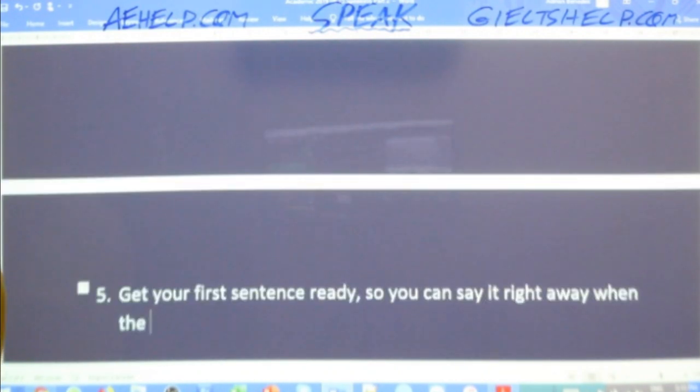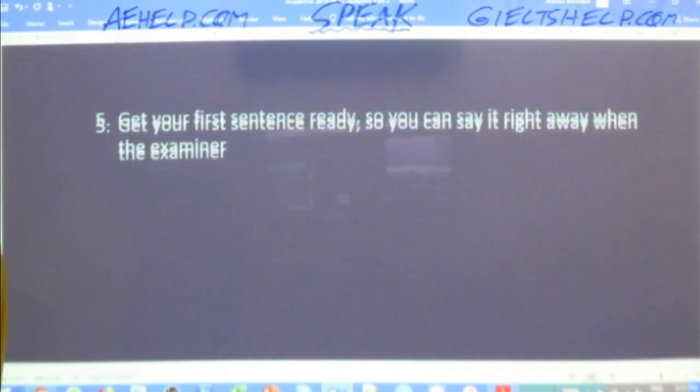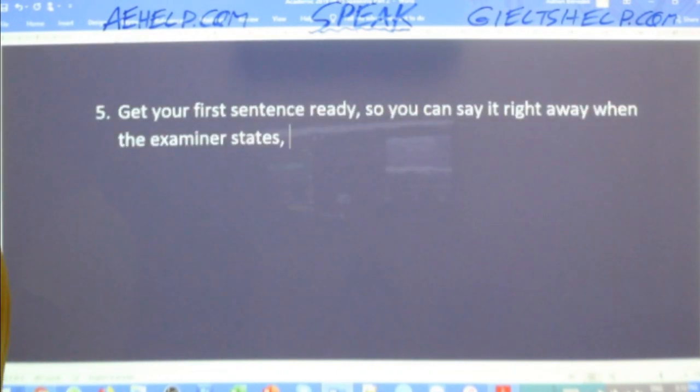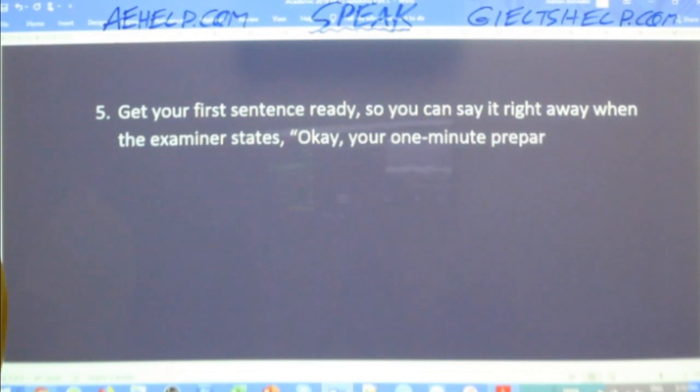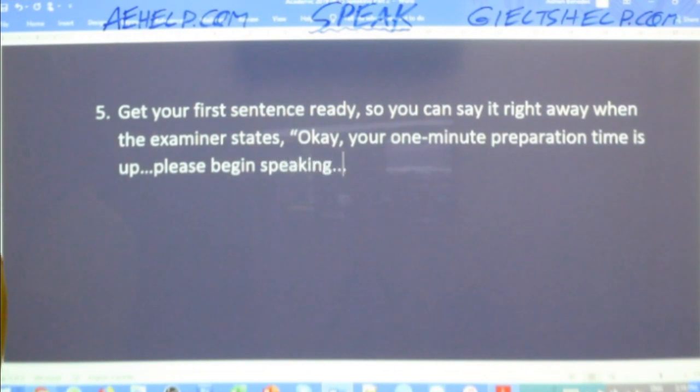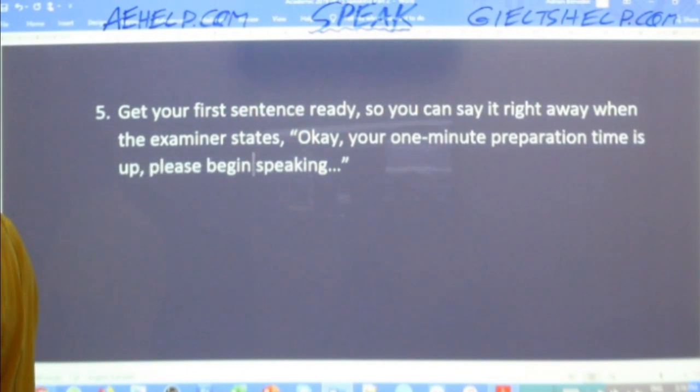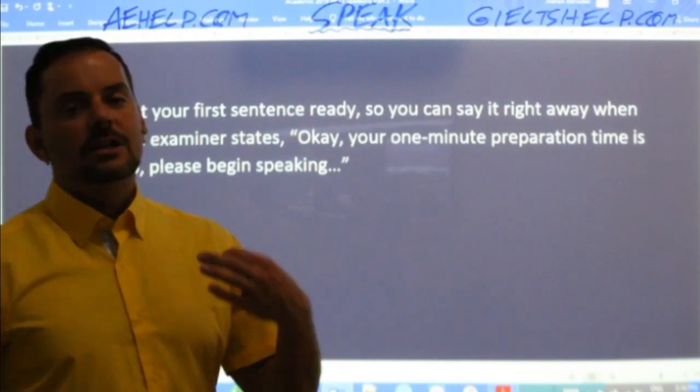So get your first sentence ready so you can say it right away when the examiner states, okay, your 1 minute preparation time is up. Please begin speaking. Okay, so you need that first sentence. So what's your first sentence here? Give me the first sentence. Practice your first sentences. Clean, clear, quick, natural.